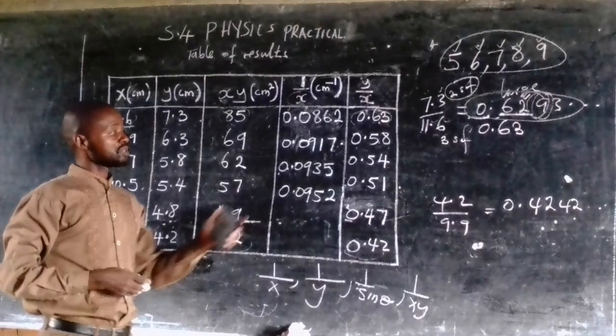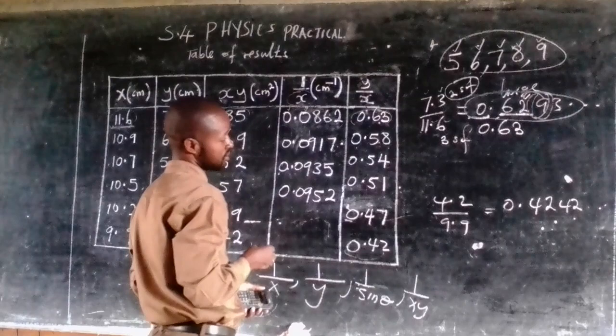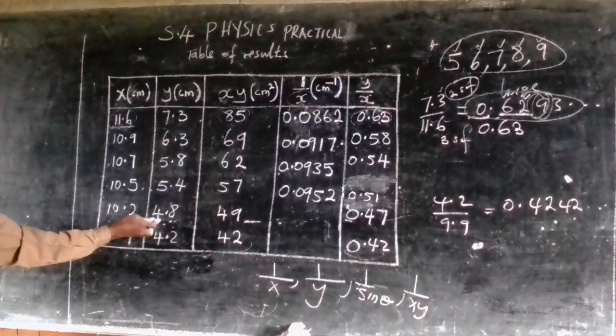As you write your numbers, you have to be very, very keen. They should be organized. Don't write like a doctor in this case. You need to be very neat. Then let's have this one here.